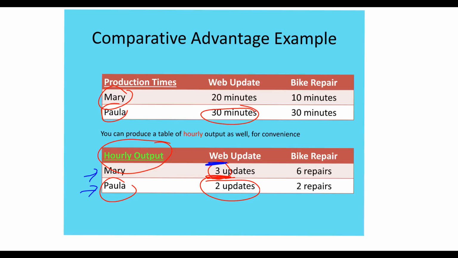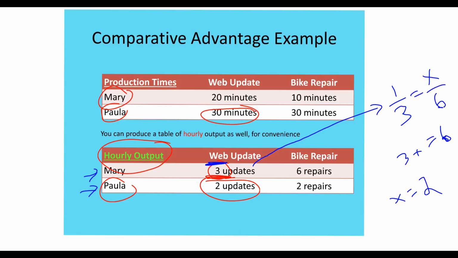So one way you can always see this is, for her to do 1 web update, well, okay, in the table it's 3, and then to do how many compared to x, 3x equals 6, and then x equals 2. And so therefore we get the opportunity cost there as 2, which we know from the previous slide.